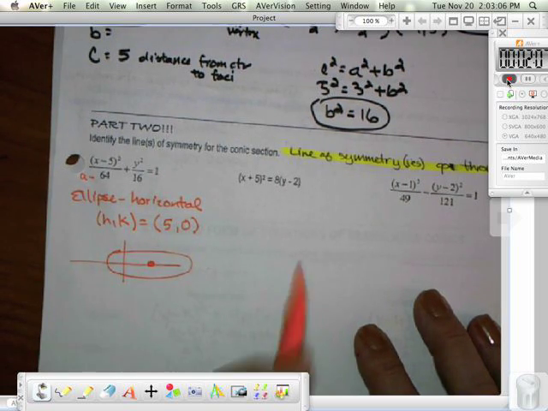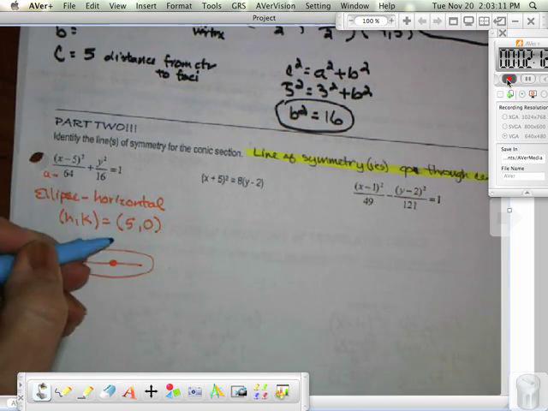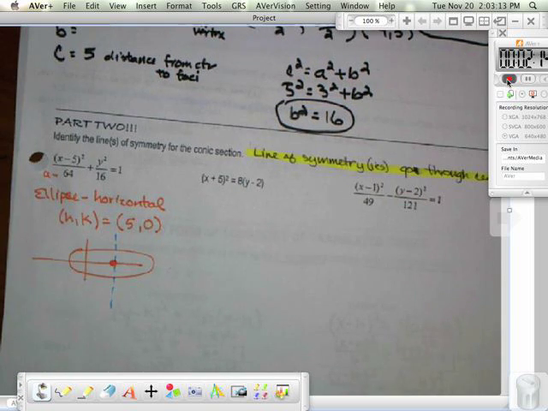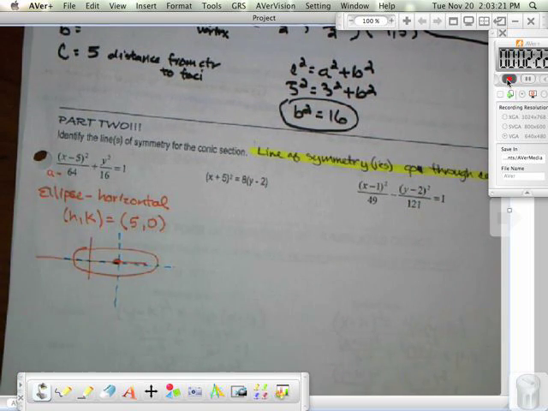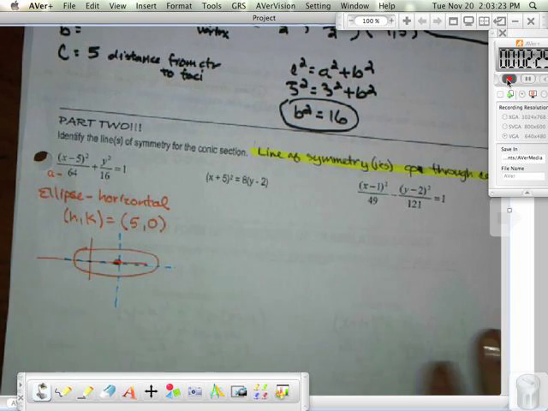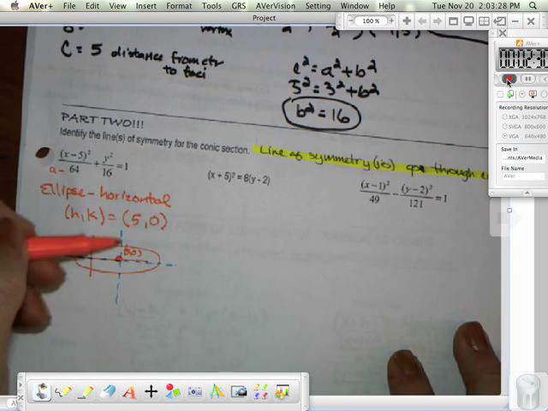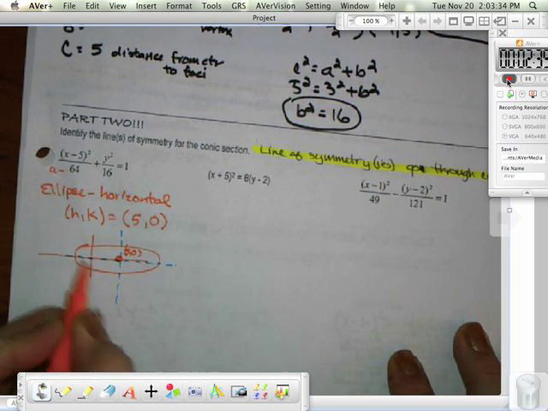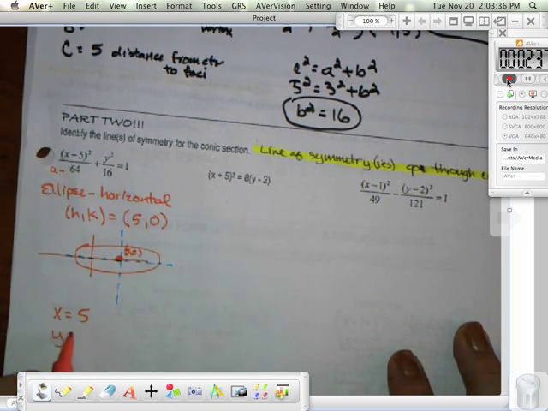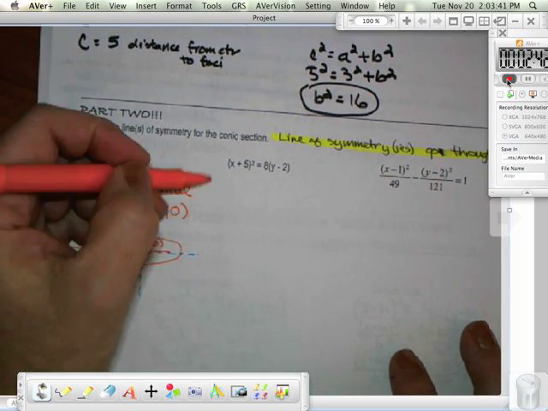All right, now we want to find the lines of symmetry. You need to know, like I said, that the line of symmetry always goes through the center. So if I were to fold this ellipse here, that would be one of the lines of symmetry, and it would fold it exactly in half. And if I were to fold the ellipse here, that's another line of symmetry because it cuts it exactly in half. Since it goes through (5, 0), we know the equation of this line of symmetry is x = 5, and the equation of this line of symmetry is y = 0. As easy as that.